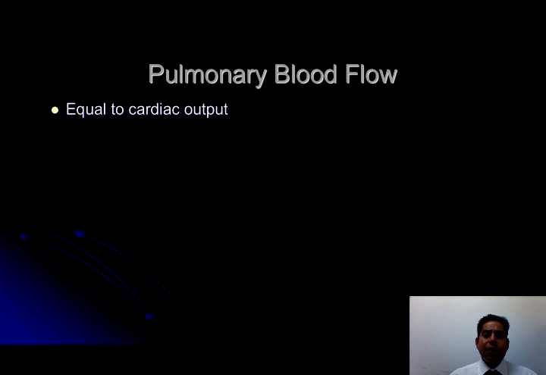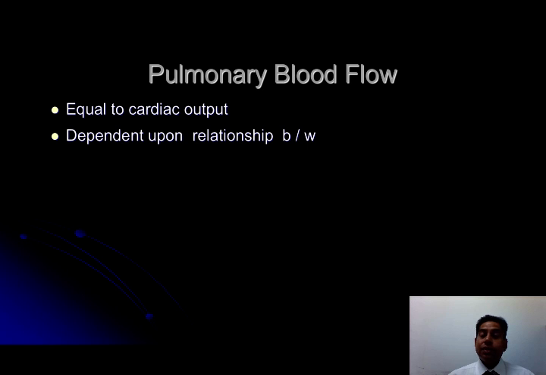If you look at the pulmonary blood flow, it is equal to the cardiac output. And if you can remember, cardiac output is the amount of blood pumped by each ventricle per minute. So the left ventricle is pumping 5 liters, which means the right ventricle is also pumping 5 liters. And this is the cardiac output which goes to the lungs. So from the right it enters the pulmonary circulation, from the left it enters the systemic circulation. And this is dependent upon the relationship between three pressures.